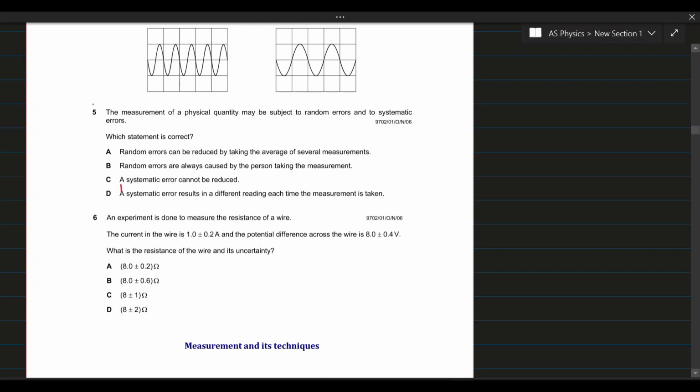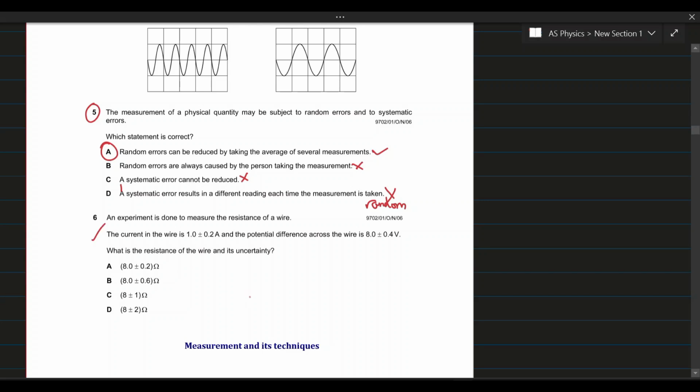MCQ 5. Measurements in physics may be subject to random errors and systematic errors. Which statement is correct? Random errors can be reduced by taking an average. This is correct. Random errors are always caused by the person taking the reading? No, they are not always caused by that. Systematic error gives a different reading each time the measurement is taken? No, that is due to random error. So A would simply be your correct answer.